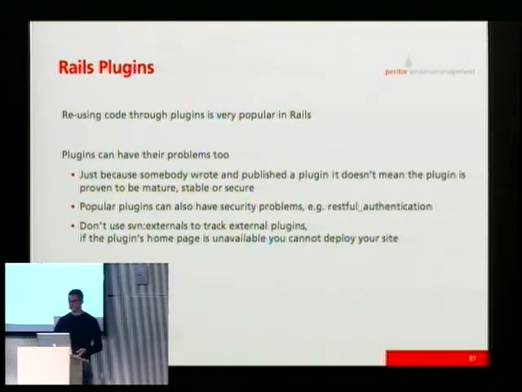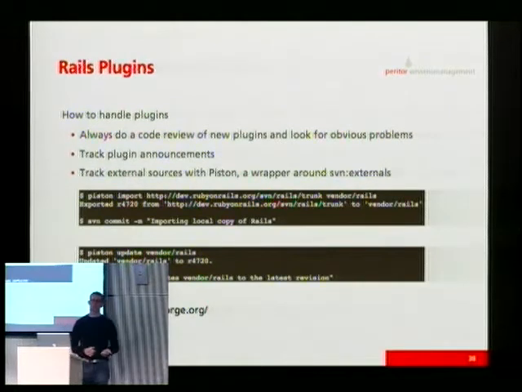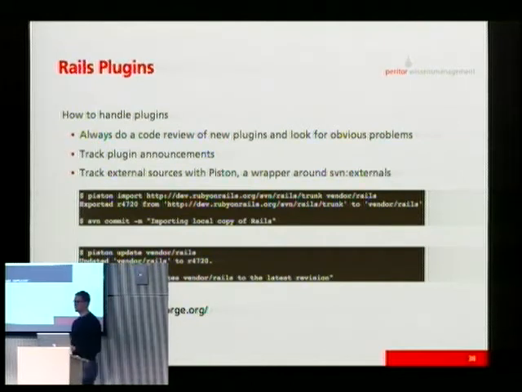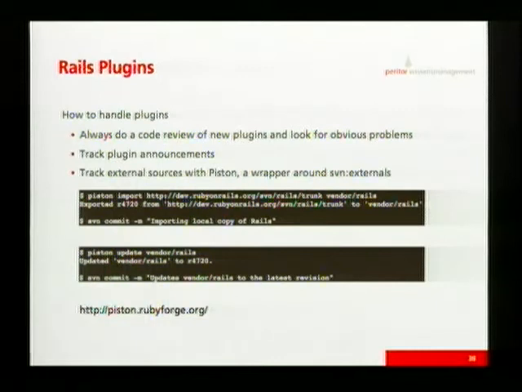So what you should do against it is always do a code review, even if it's a brief review, of new plugins that you're using. Track plugin announcements, so don't just get a plugin out of the wiki, use it, and forget about it, but subscribe to the page of the author and look for security announcements. And if you're using external sources, external libraries, plugins, don't use SVN externals, either really copy the whole source in or use Piston.